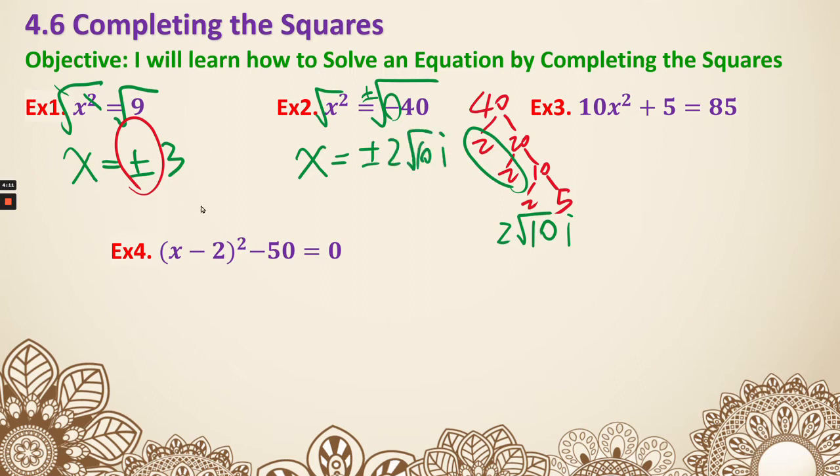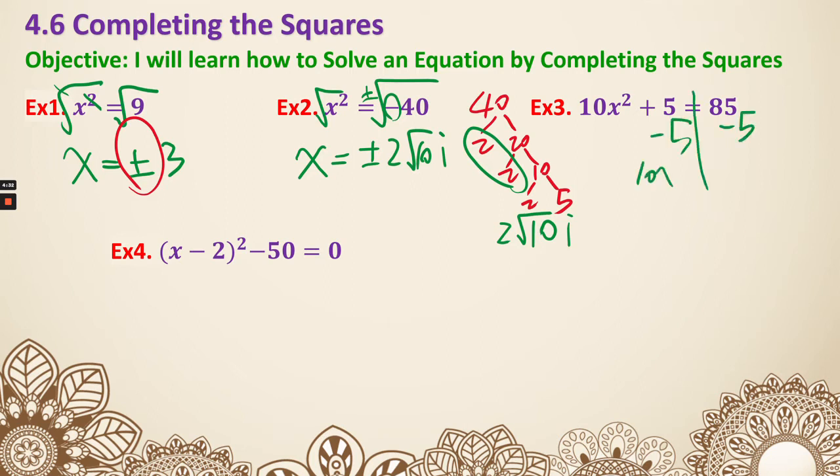Next, example 3. This time, we do need to move things around. So that's kind of the process of solving these equations by taking the square roots. We need to make sure the square is the only thing left on the left side. So in this case, we are going to subtract 5 on both sides.